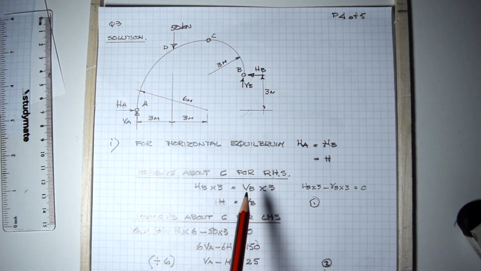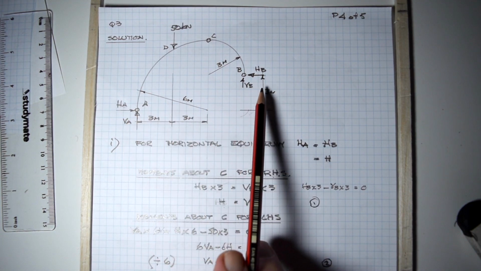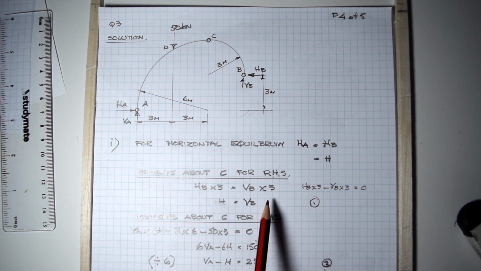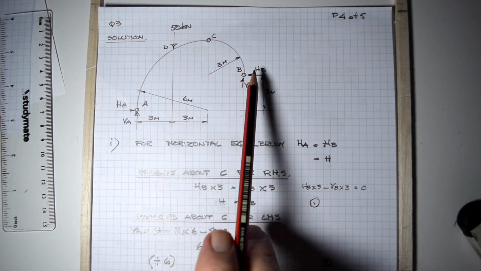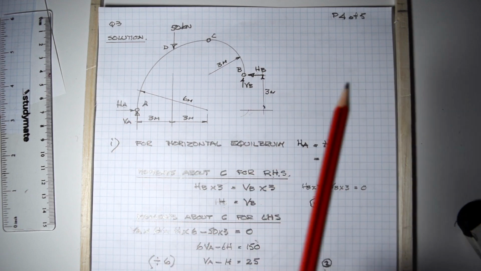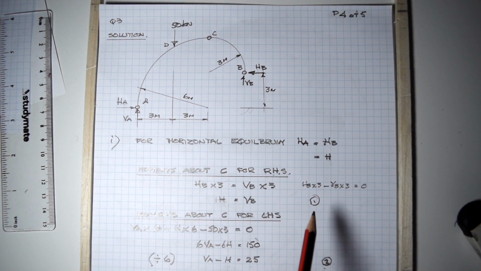So we now have 3 facts that we do know. We do know that HA and HB are equal, and we also know that VB is equal to the forces at HA and HB from equation 1.